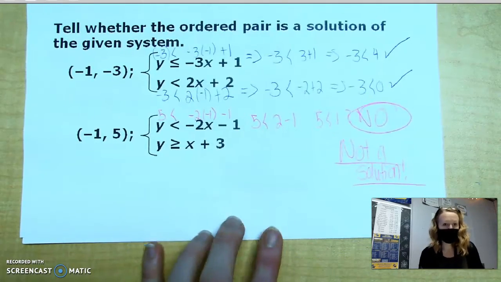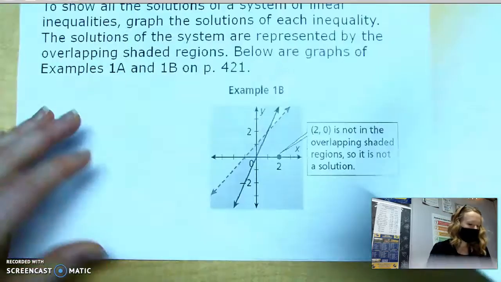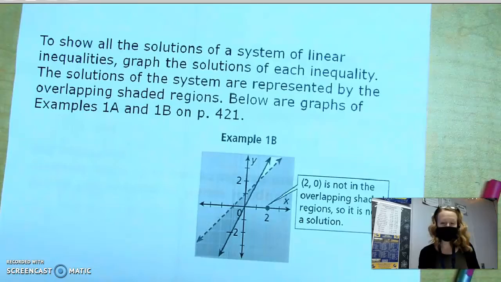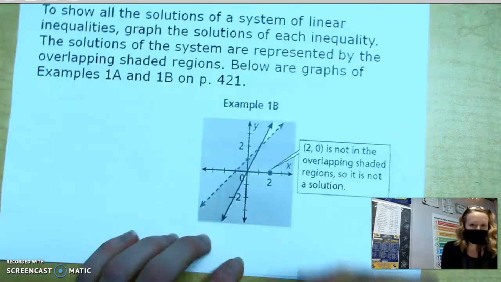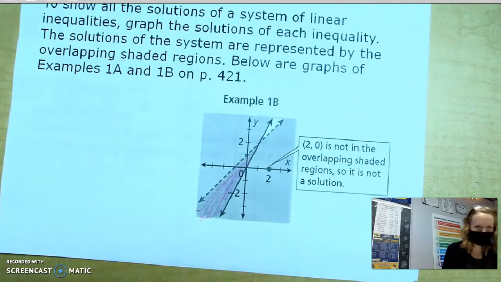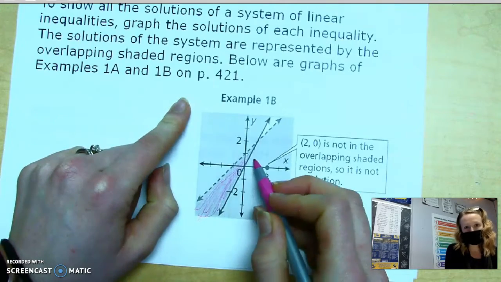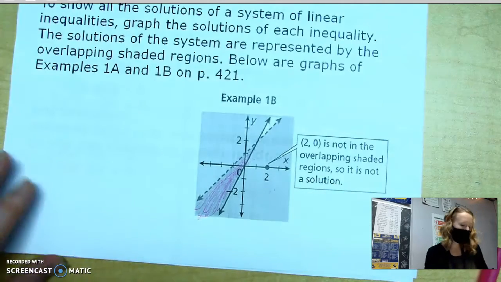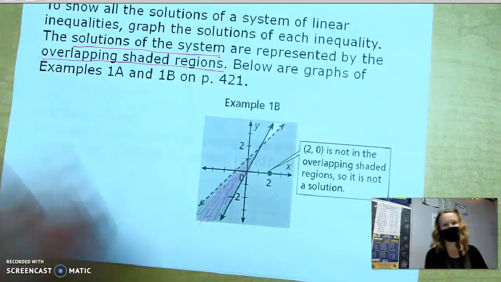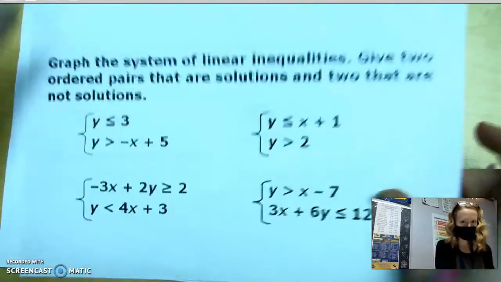Okay, so we're going to get into graphing systems of two equations. So what you're going to see is something like this. You're going to have two lines graphed, and you're going to have to look for the overlapping shaded region. This is where your solutions will fall. It can't just be in one or the other. It has to be true for both, which means it has to be in a region that is shaded for both lines. So once again, the solutions of the system are the overlapping shaded regions, all the points in the overlapping shaded regions.